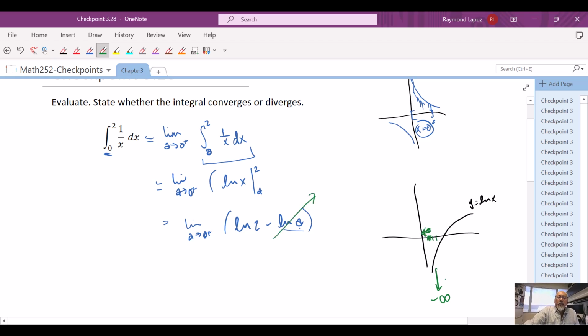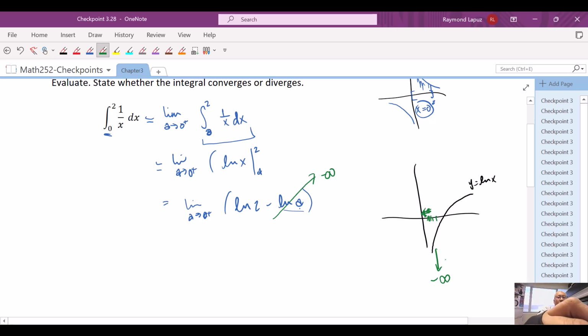So this will go to negative infinity, which means now we have ln 2 plus infinity, and that's not going to be defined. So the fact that it goes off to infinity here says that this is going to diverge, and so the integral doesn't exist.